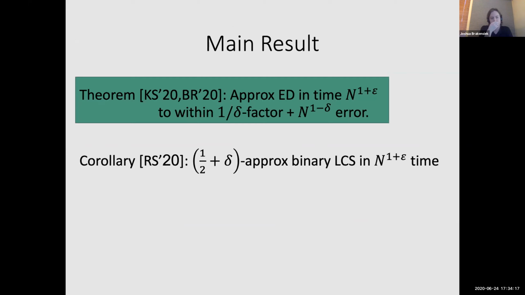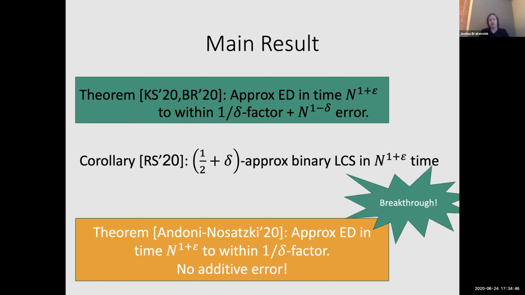As a corollary of this, earlier this year, Aviad and Jiao showed a reduction from LCS to edit distance, and as a corollary, using our algorithm for large distance LCS, you can get a 1/2 plus delta approximate binary LCS in n to the 1 plus epsilon time.